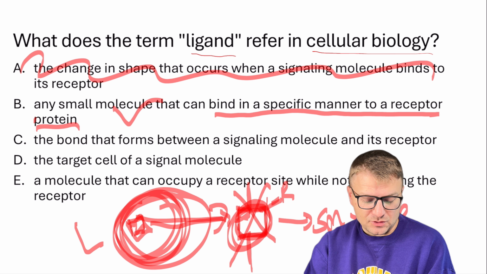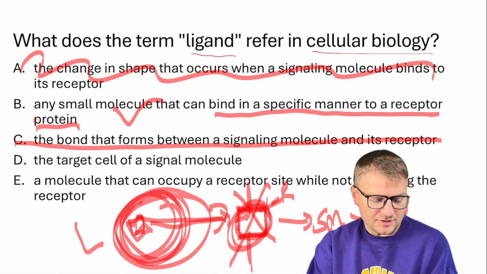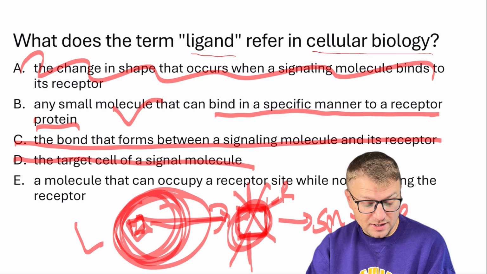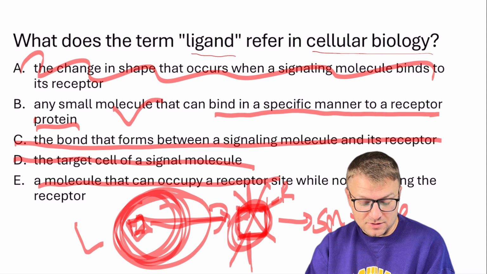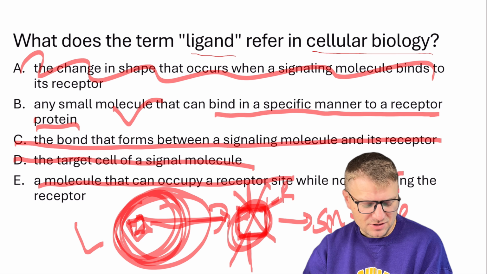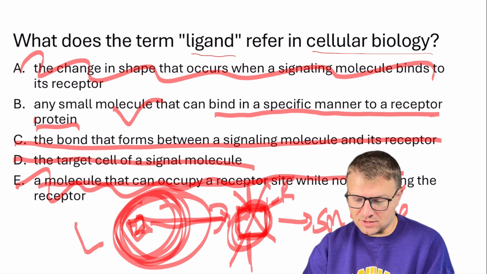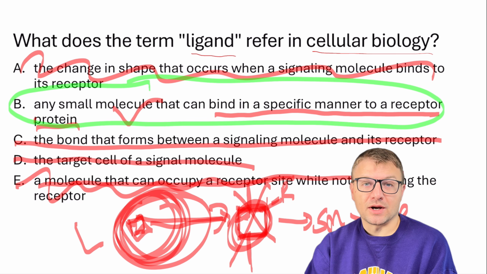C, the bond that forms between a signaling molecule and its receptor. No. D, the target cell of a signaling molecule. No. And then E, a molecule that can occupy a receptor. That first part sounds right, while not activating the receptor. No, that would be like an inhibitor. That's not the right answer. This is why B is the right choice.